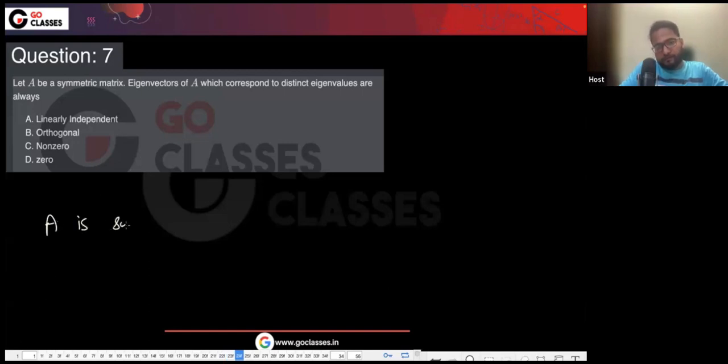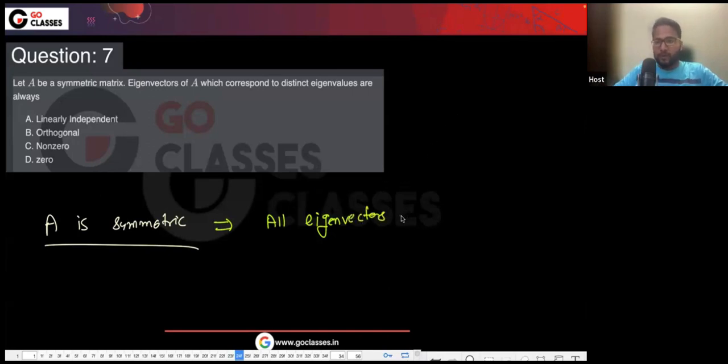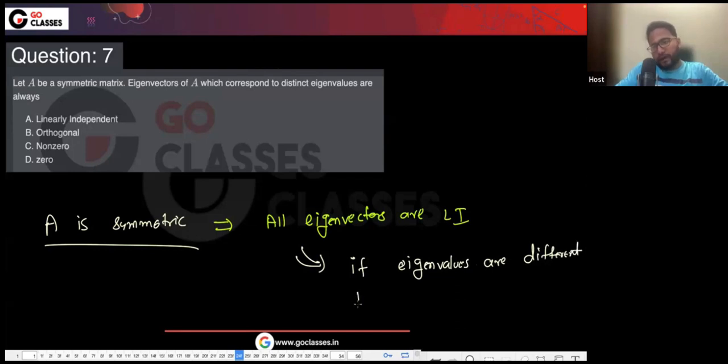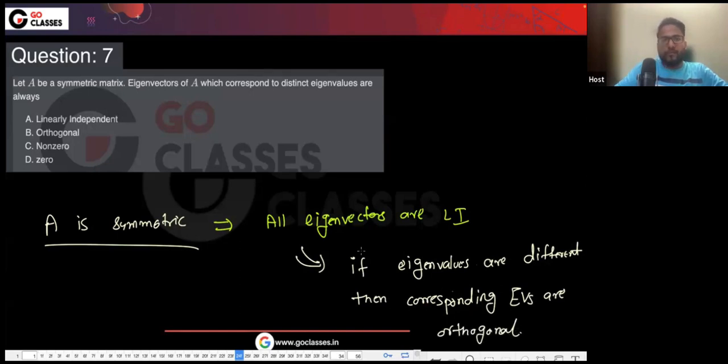If A is symmetric, then in that case, all eigenvectors are linearly independent, right? This is the first thing. The second thing on top of that, you can say that if eigenvalues are different, then corresponding eigenvectors are orthogonal also, right? So corresponding to distinct eigenvalues, they are linearly independent and orthogonal. By the definition of eigenvector, they are non-zero, right? They're always non-zero. So A, B, C are the correct answers here.